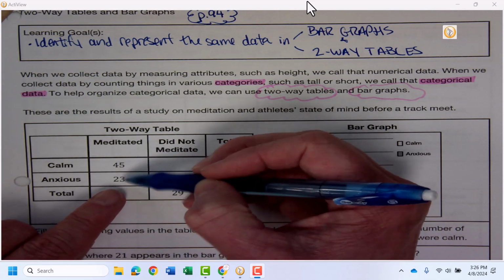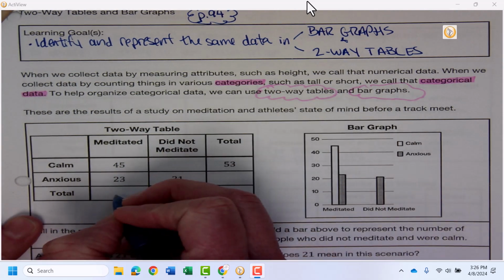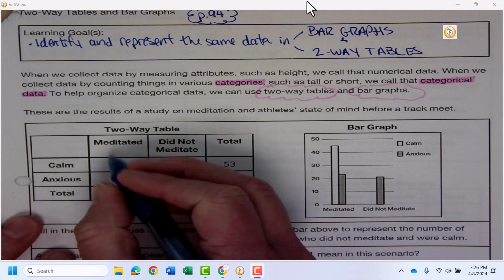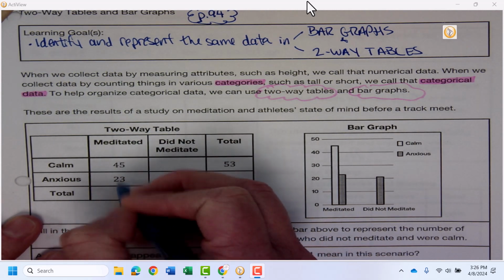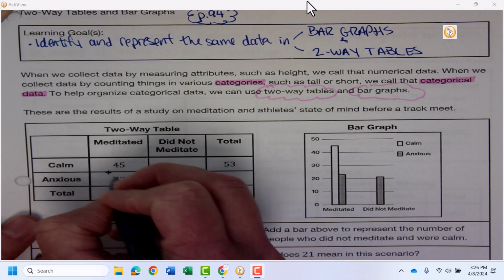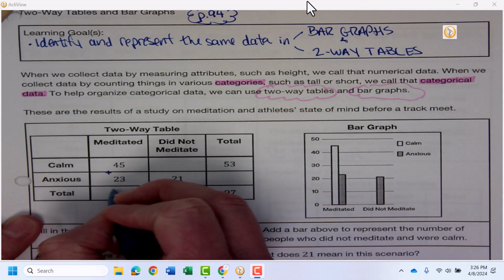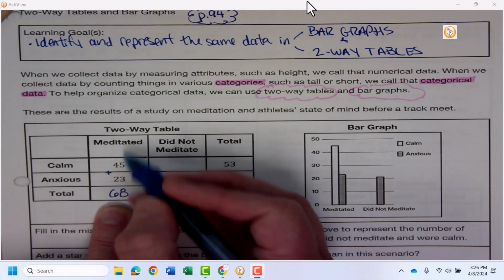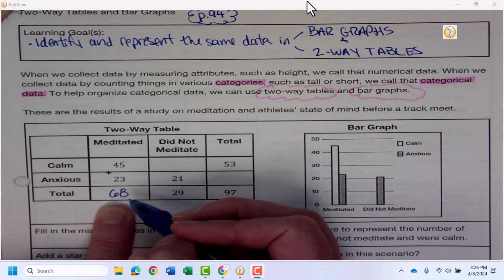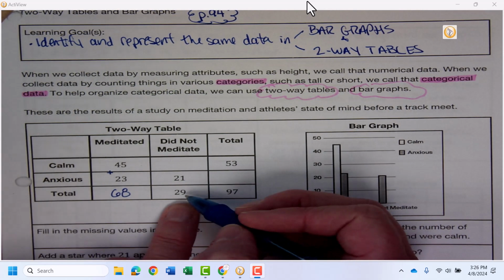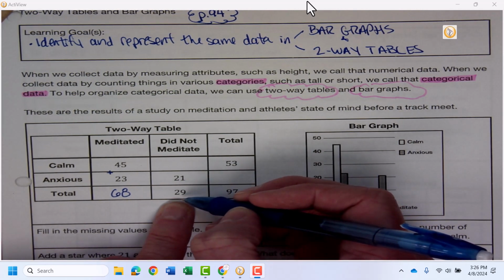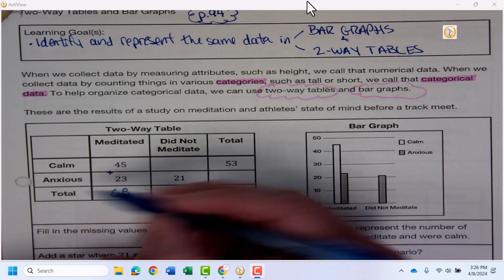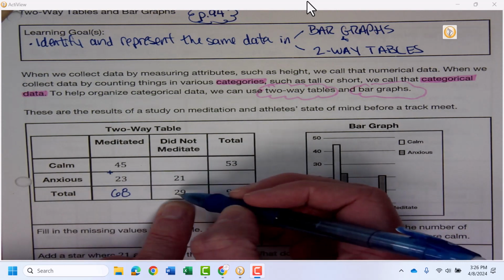And I can add those two together for my total. So the total number of athletes that meditated were these two combined. So if I add those together going this way, I get 68. So 68 of those athletes spent some time meditating. Well, here I'm given the total. I know that I had a total of 29 athletes that didn't meditate.